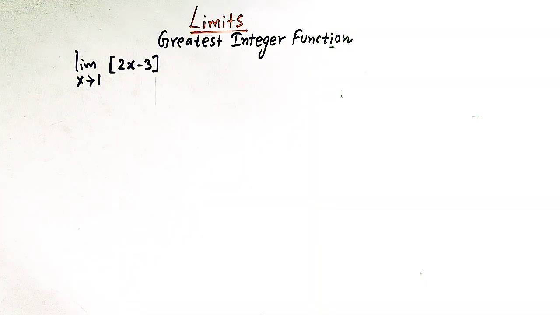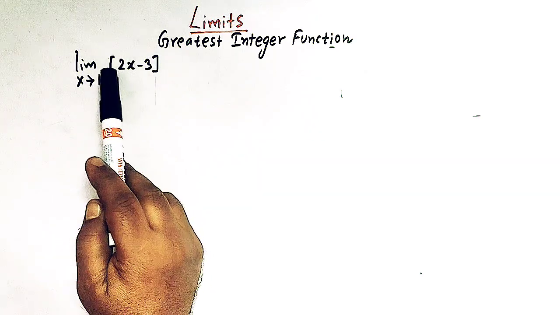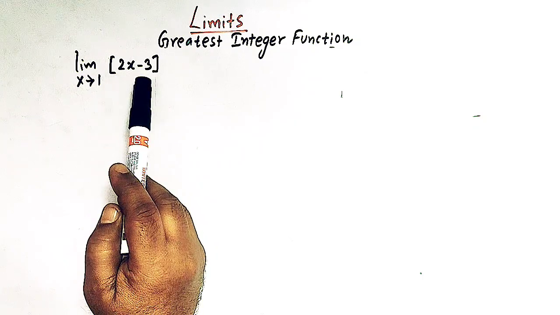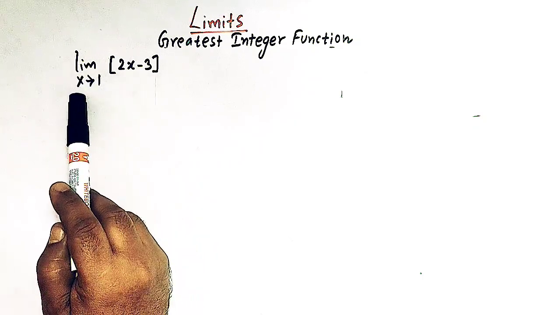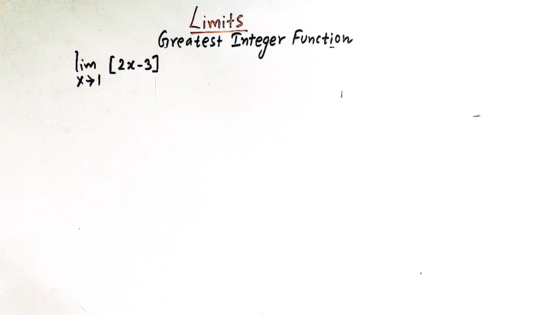Hello viewers, in today's session we are going to discuss an important problem from limits involving the greatest integer function. Here we have to see whether the limit of the greatest integer of 2x minus 3, as x tends to 1, exists or not.